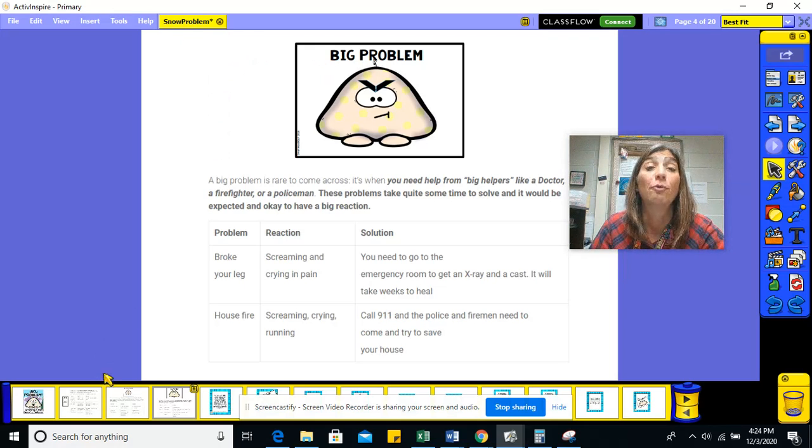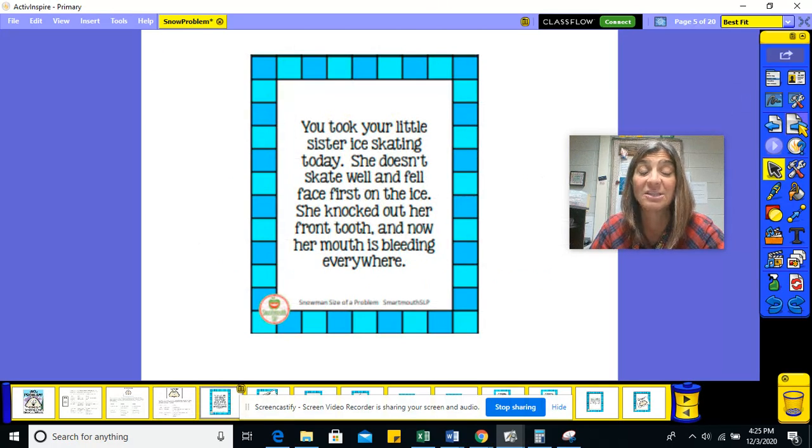Now, if you, for example, broke your leg, you might scream and cry in pain. You need to go to the emergency room and get an x-ray and a cast. If it happened at school, we might call an ambulance. Big problem. If you had a house fire, an appropriate reaction would be screaming, crying, and running away. Call 911, and the police and firemen need to come and try to save your house and make sure they can save the people in it. Do you see the difference in the size of these problems? It's quite a difference.